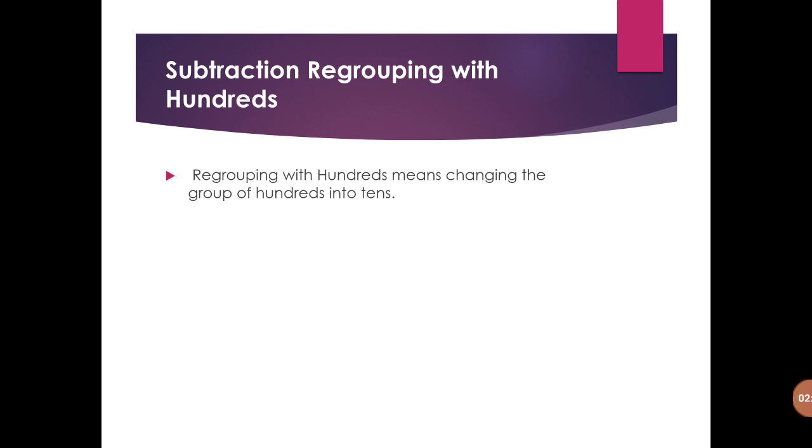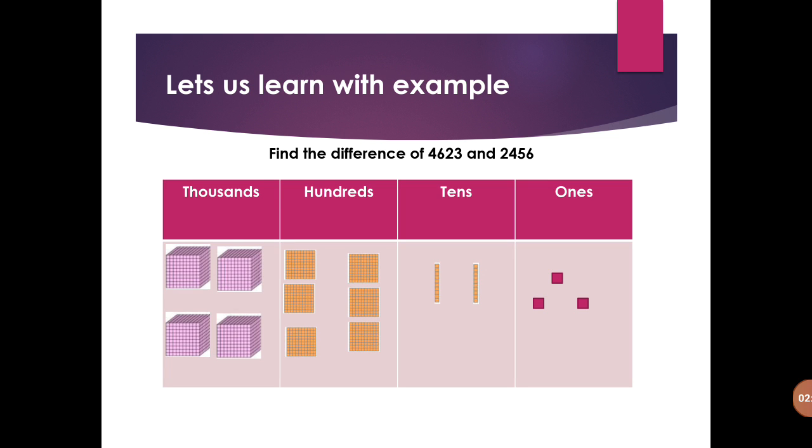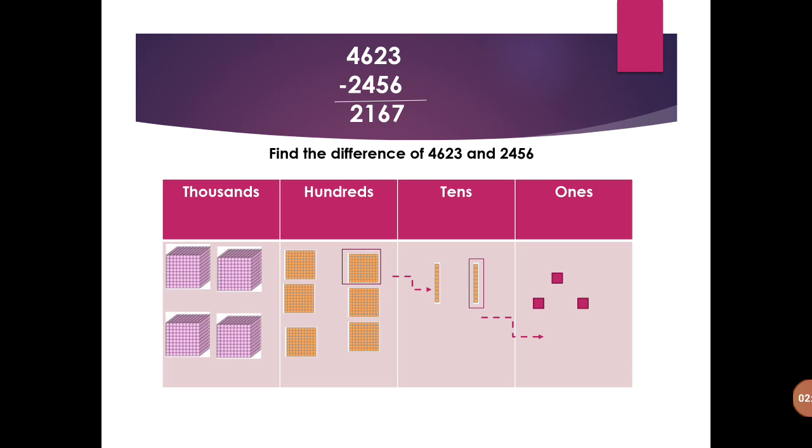Now subtraction regrouping with hundreds. Regrouping with 100 means changing the group of hundreds into tens. Let's learn with an example. Find the difference of 4623 and 2456. Represent the number in the base 10 system. Then observe the number. We have to subtract 6 from 3. 3 is a smaller number. We have to take a borrow from the tens column and change it into 10 ones.